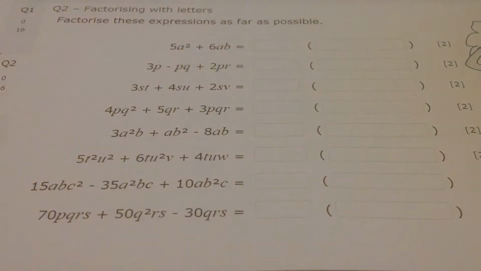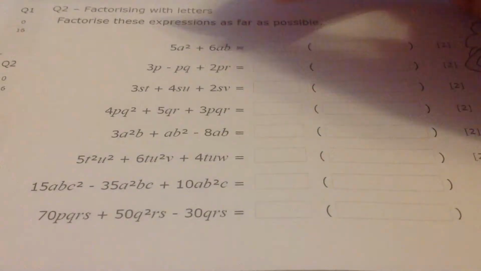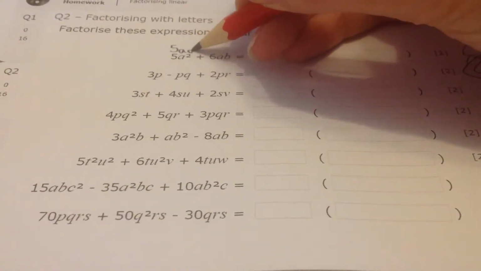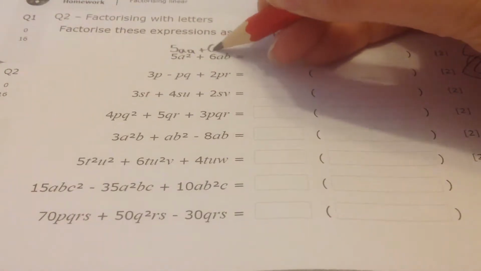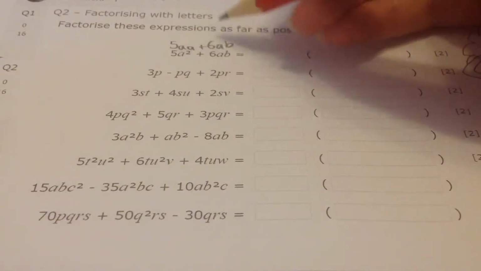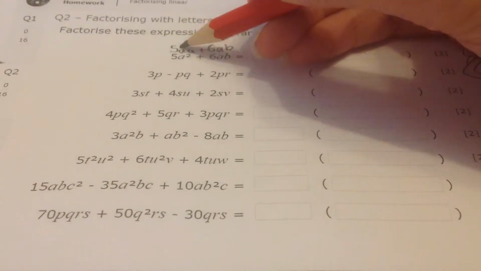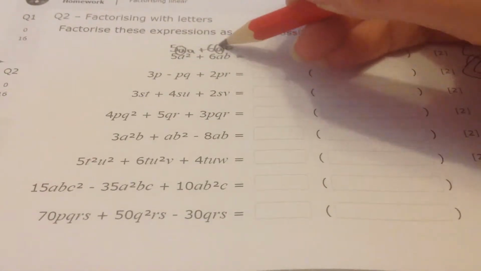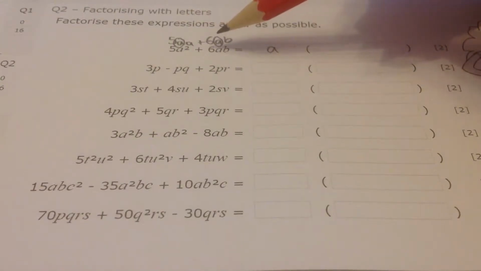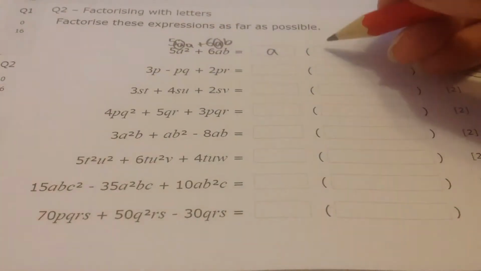Here we have letters in common as well as some numbers. So a really good hint is to write 5a squared as 5aa. This isn't good algebra, but it's helpful for our working. Now it's really clear that both 5aa and 6ab have got an a in them. That's what they share, so that's going to go in the front. The numbers 5 and 6 don't have any common factors, so they stay as they are.